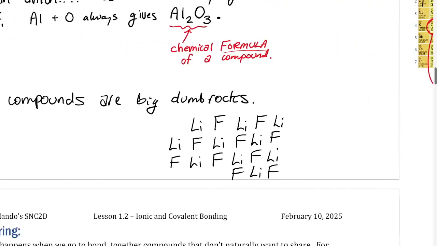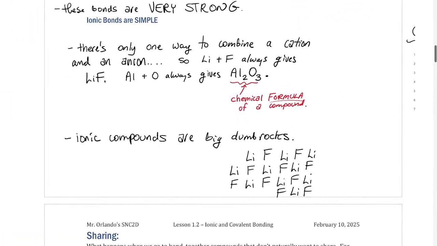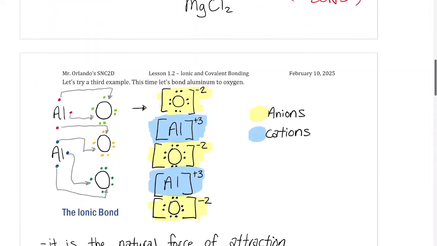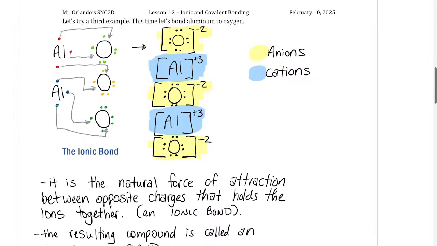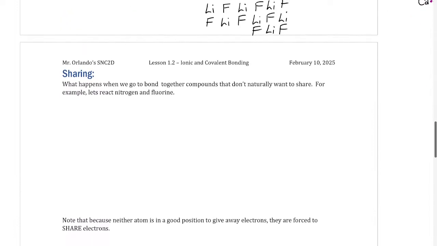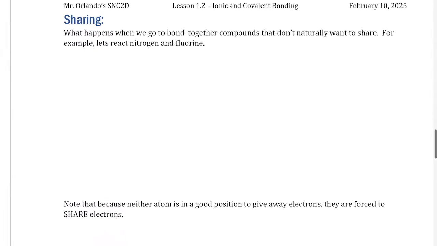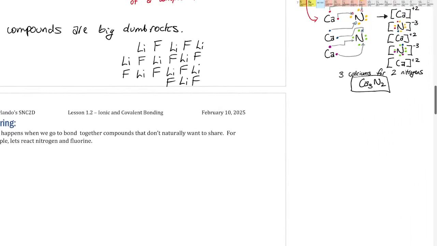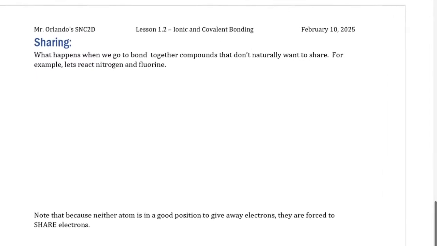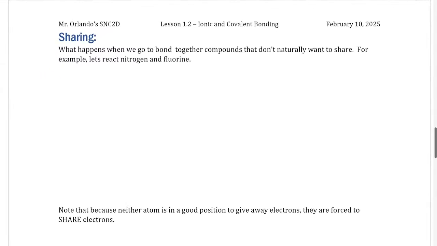that is ionic bonding. Ionic bonding is what happens when atoms give and take electrons so that they can either fill up their valence shells or empty their valence shells. But there's actually another way to fill up the valence shell, and that is not by giving and taking, but by sharing.